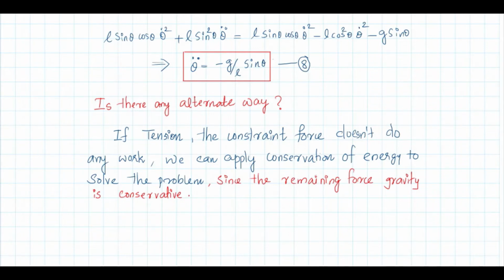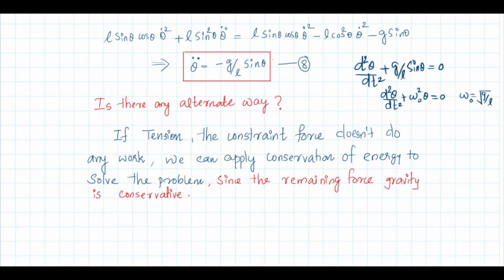This equation is familiar to you because you can write this as d square theta by dt square plus g by l sin theta equal to 0. And if theta is very small, you can write it as d square theta by dt square plus omega 0 square theta equal to 0, where omega 0 is square root of g by l, that is the angular frequency of simple pendulum.